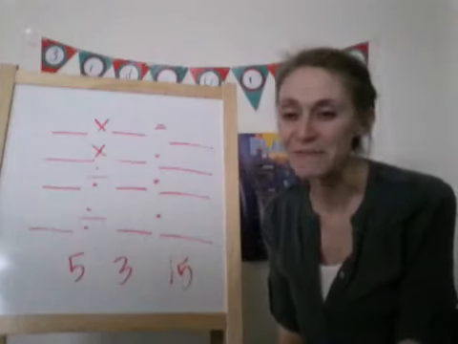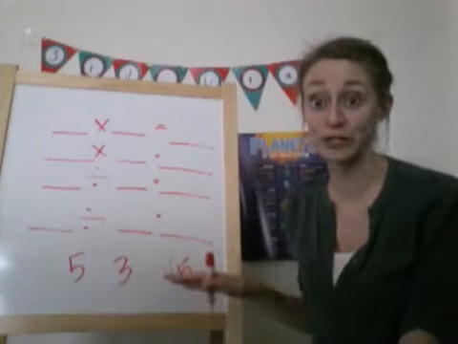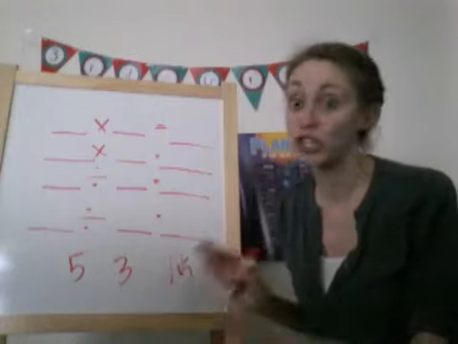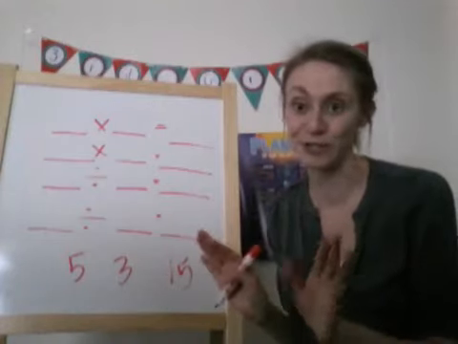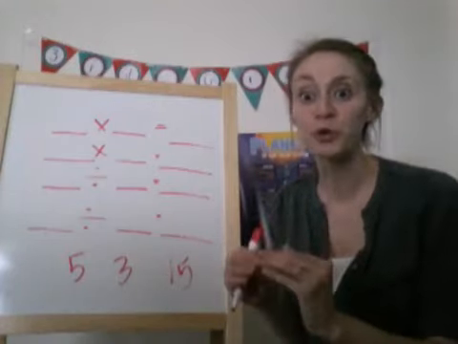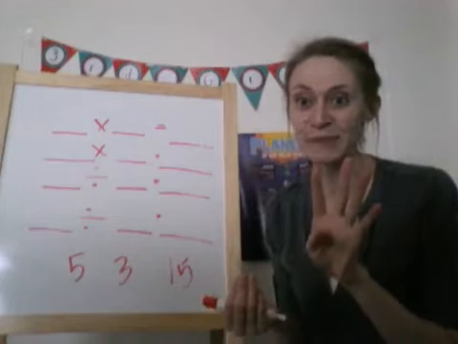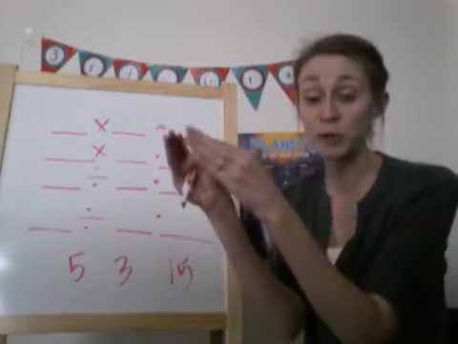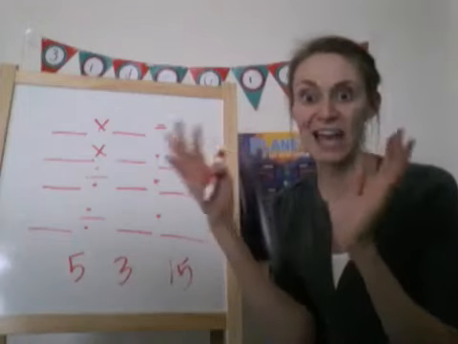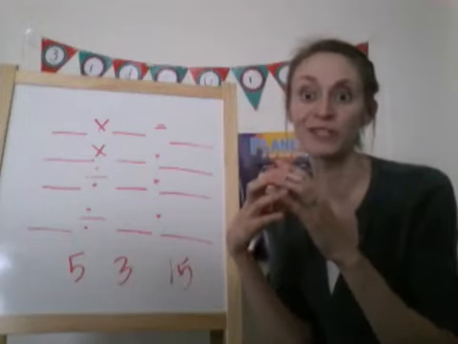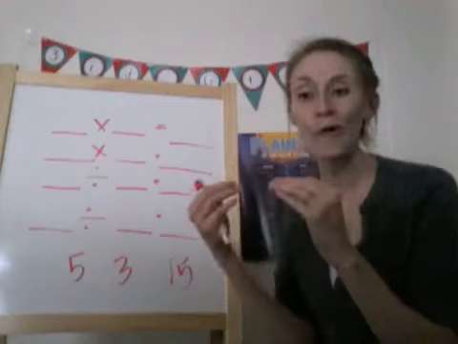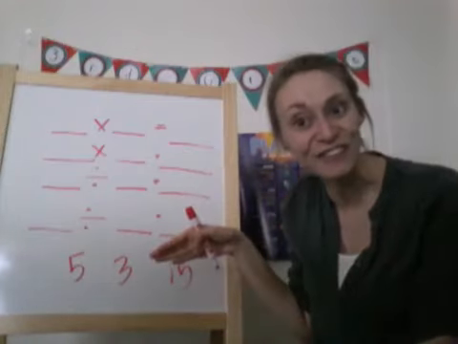Now a fact family is when you have three numbers and you can use just those three numbers, no extra numbers, just those three numbers to create four equations. You can do this with two addition and two subtraction equations, and you can use the same three numbers for all of those equations, or you can do it with multiplication and division.